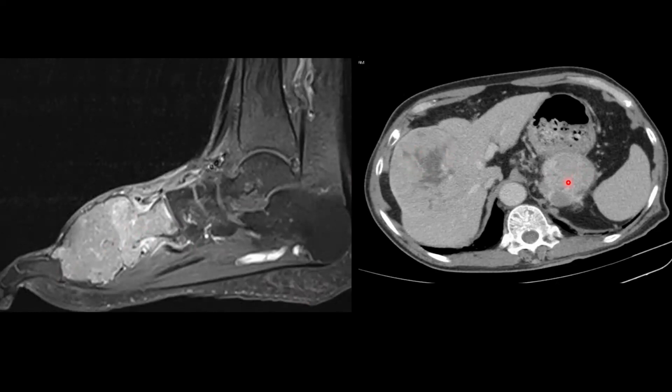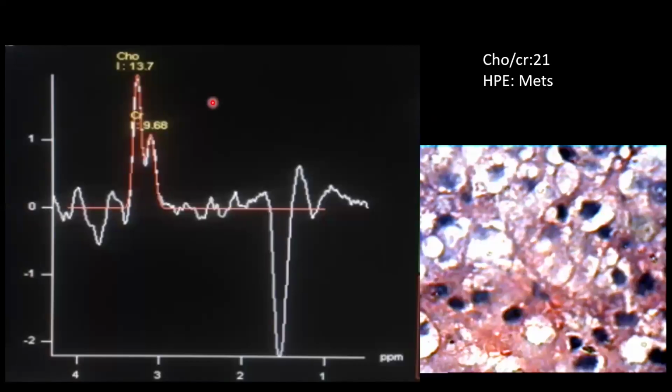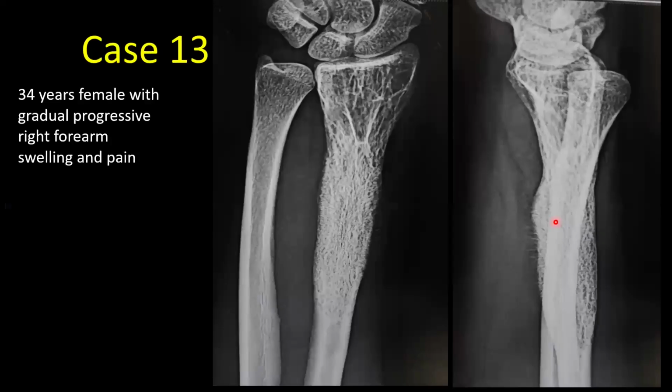So this is a case of acral metastasis. We have done spectroscopy, it shows choline/creatine ratio of 21. Histopathology shows metastasis from the adenocarcinoma. So it is a very difficult last case.